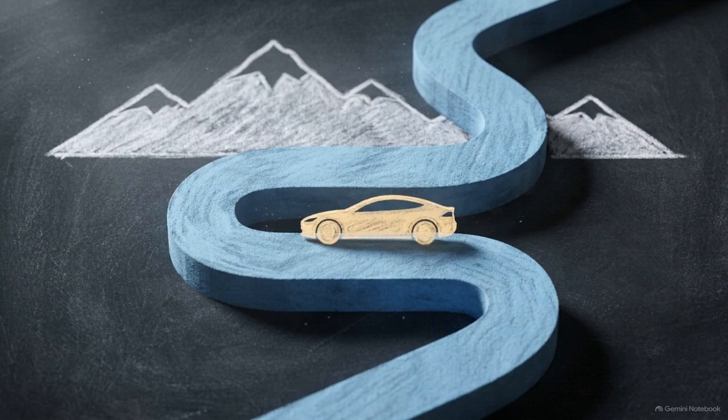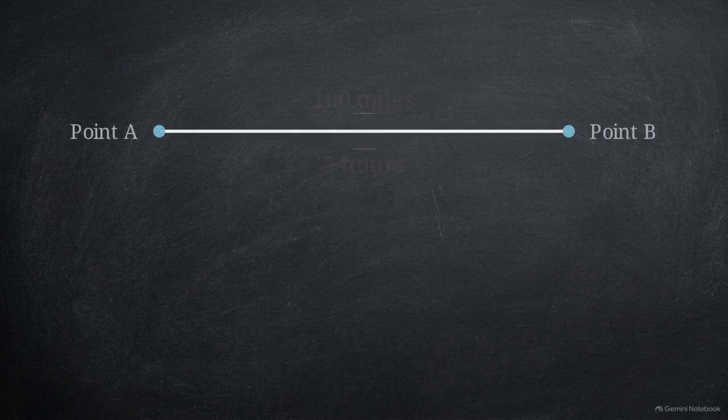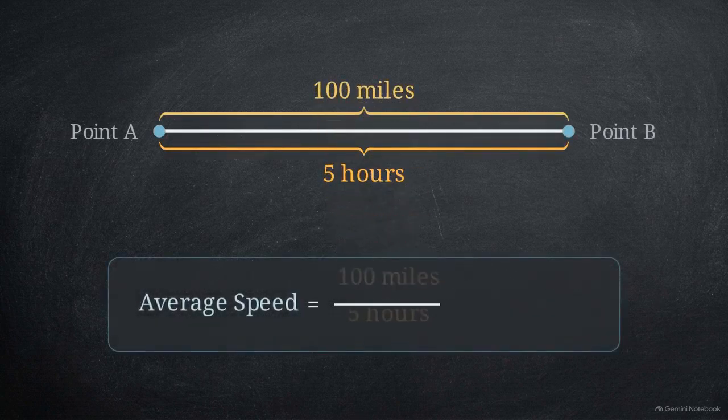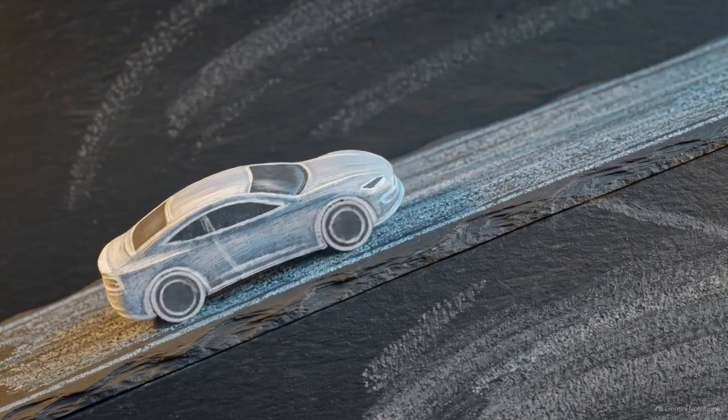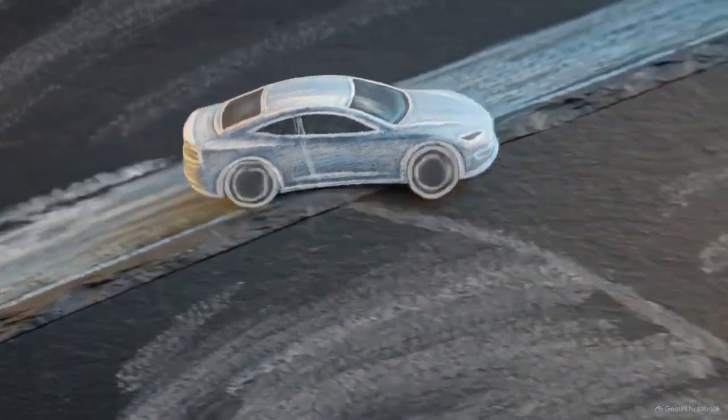Imagine a car traveling 100 miles over the course of 5 hours. Standard arithmetic gives us a clear result. Divide the distance by the time, and you find the car moved at 20 miles per hour. But the actual journey is rarely that consistent.